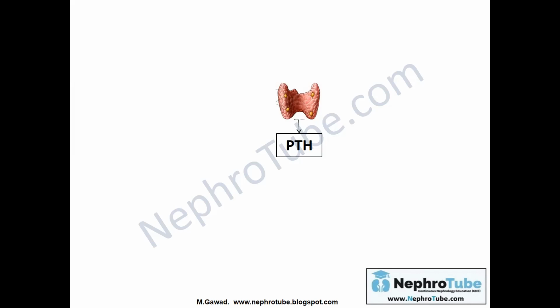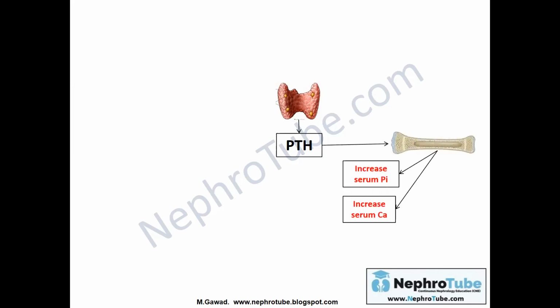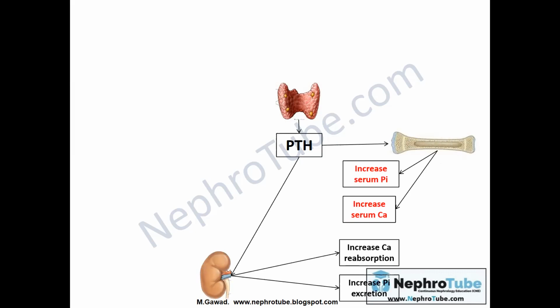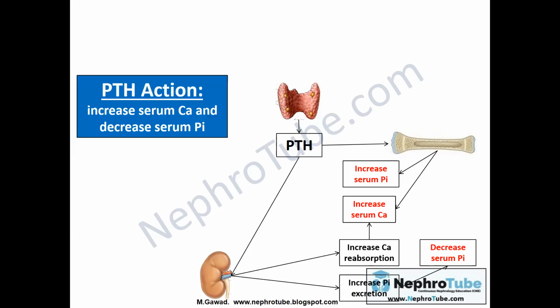Starting with the PTH hormone, parathyroid hormone is secreted from the parathyroid glands. Parathyroid hormone increases the resorption of the bone, and its effect on the bone alone will theoretically increase the serum calcium and serum phosphate. But at the same time, parathyroid hormone acts on the kidney, which will cause increased calcium reabsorption and has a phosphaturic action, which will increase phosphate excretion. So the end result of the PTH hormone, after the combined effect on bone and kidney, will be an increase in the serum calcium and a decrease in the serum phosphate. So finally, the PTH action in the body is increased serum calcium and decreased serum phosphate.